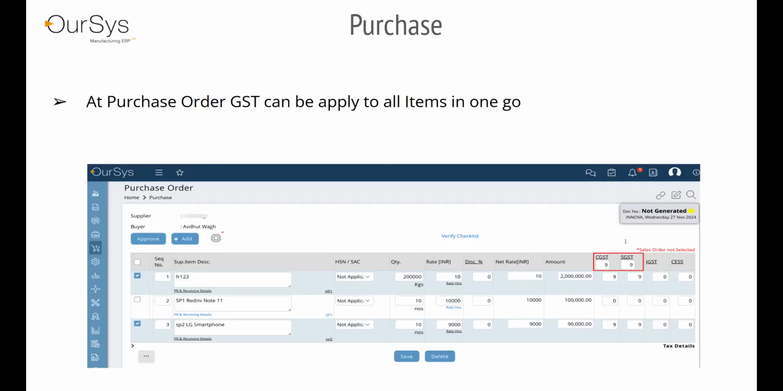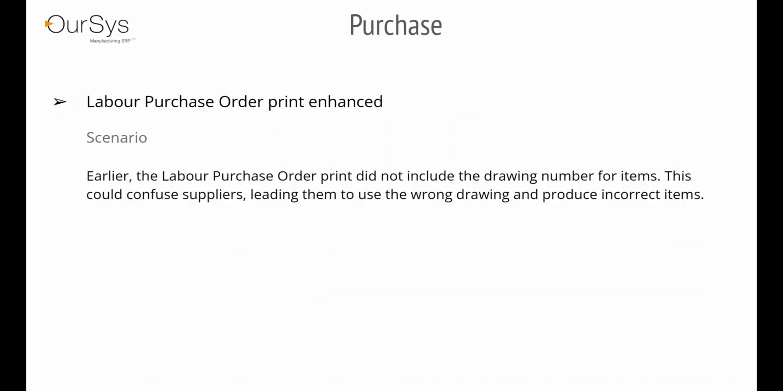Labor purchase order print enhanced. Earlier, when printing a labor purchase order in overseas, the drawing number for each line item was not included. Because of this, the supplier might not know against which drawing they have to work, leading to mistakes. They could use the wrong drawing, which could result in incorrect production.